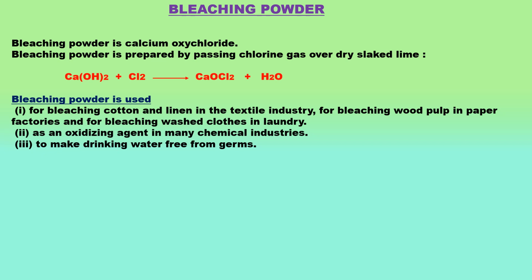Uses of bleaching powder. Bleaching powder is used for bleaching cotton and linen in the textile industry and for bleaching wood pulp in the paper industry. It is also used for bleaching washed clothes in laundry. Bleaching powder is used for disinfecting drinking water supply, that is, for making drinking water free from germs. Bleaching powder is used for the manufacture of chloroform. Bleaching powder is used for making wool unshrinkable. Bleaching powder is used as an oxidizing agent in many chemical industries.